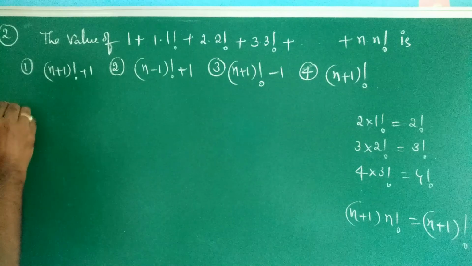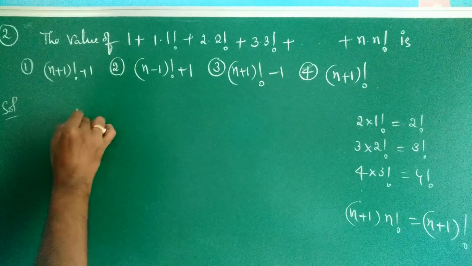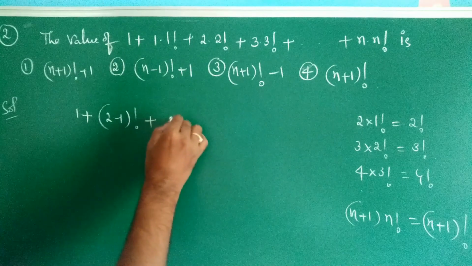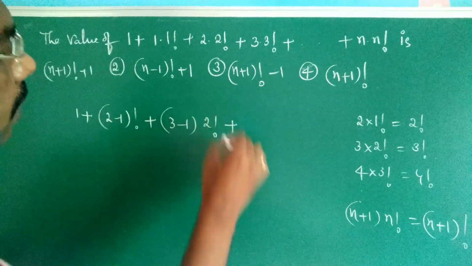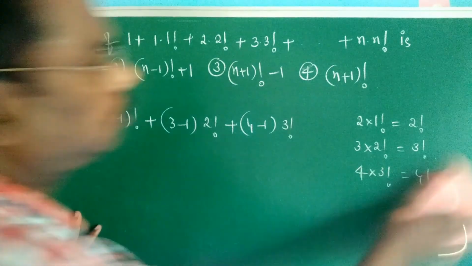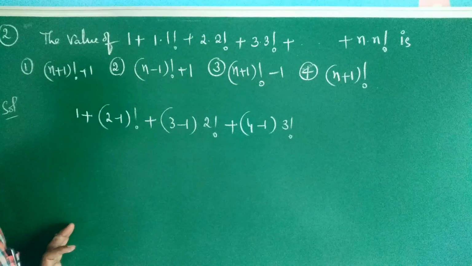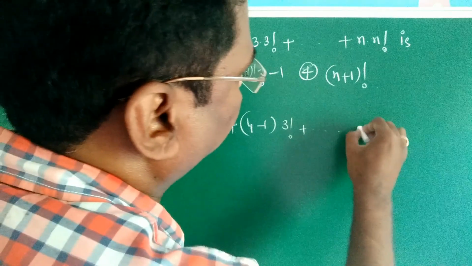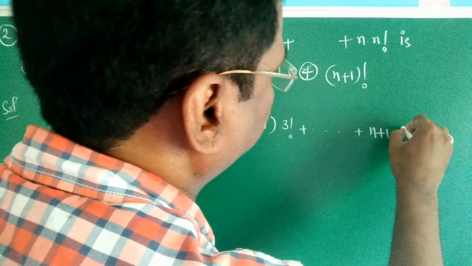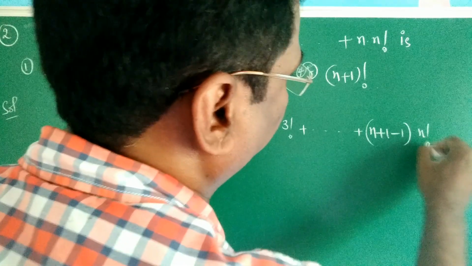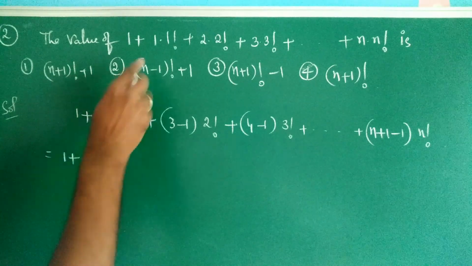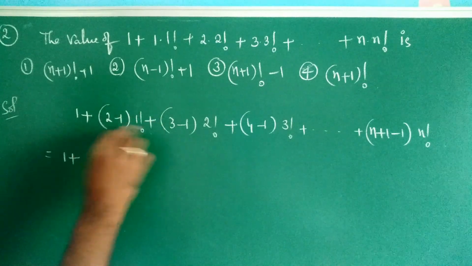Now here given 1 plus, now 1 can be written as 2 minus 1 into 1 factorial, plus 3 minus 1 into 2 factorial, plus 4 minus 1 into 3 factorial, plus up to so on, plus n plus 1 minus 1 into n factorial. Now here 1 plus 2 minus 1 into 1 factorial.